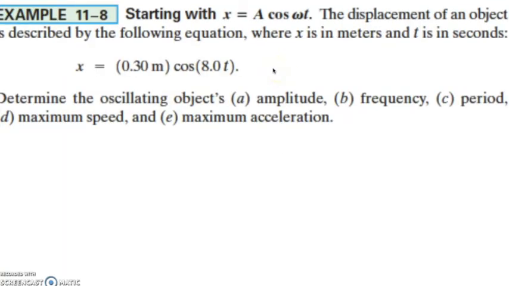And then we're going to start with this equation, right, to find displacement. So the displacement of an object is described by the following equation, where x is in meters and t is in seconds. So here's the function, right? Amplitude, cosine, angular velocity is 8, and then t is time. So we want to find amplitude, frequency, period, max speed, and max acceleration for this function. Do it now.